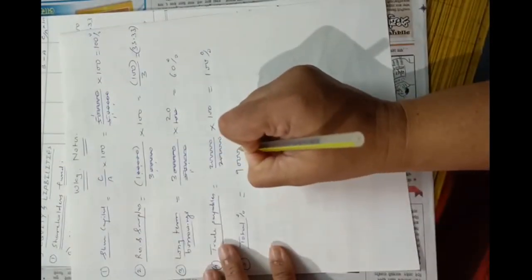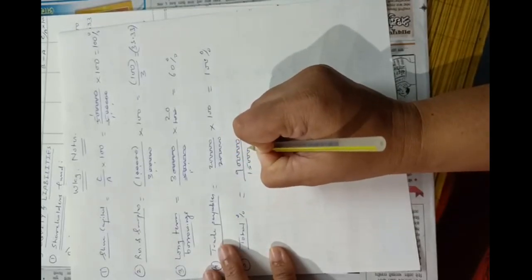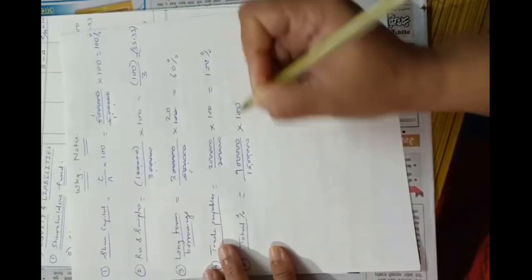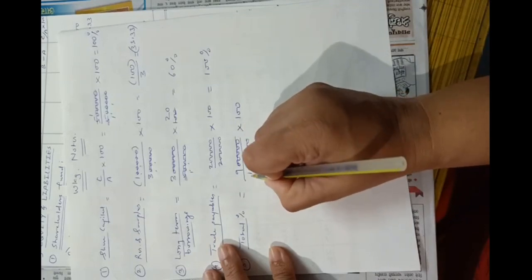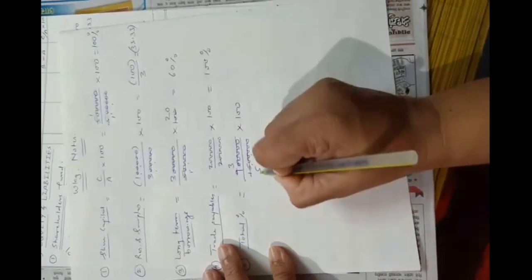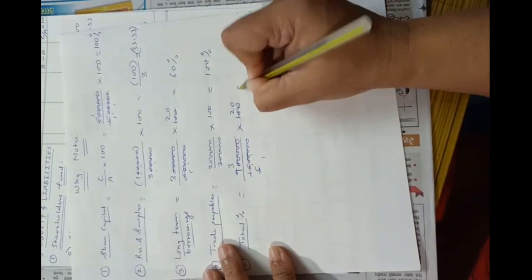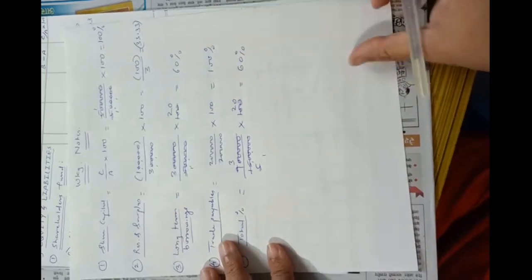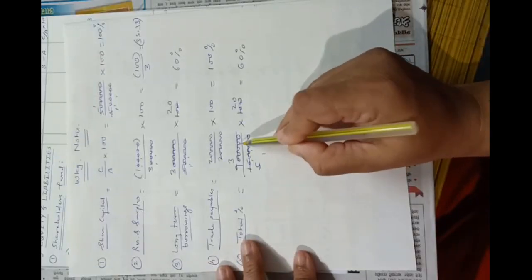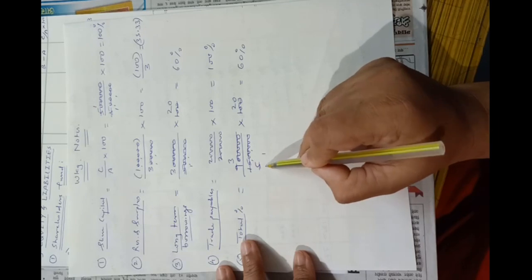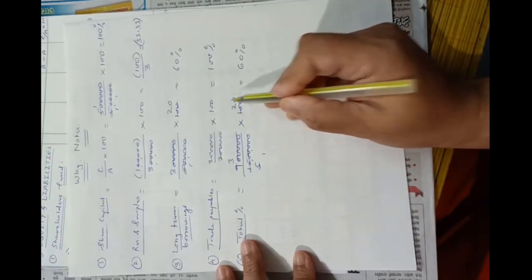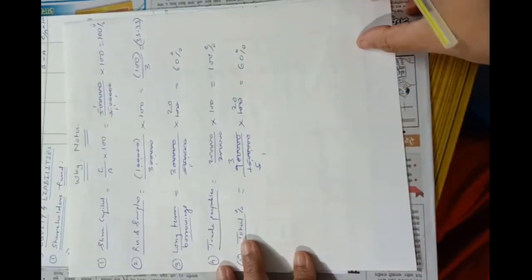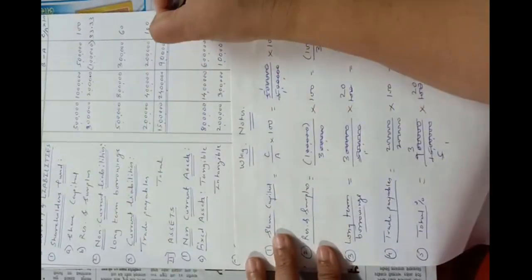9 lakhs divided by 15 lakhs into 100. 60% it is. First I have cancelled the zeros, then I have divided by 3. 3 5s are 15, 3 3s are 9, then 5 1s are 5, 5 2s are 10, and 5 0s are 0. 20 into 3, 60%. Okay, so the answer is 60% here.